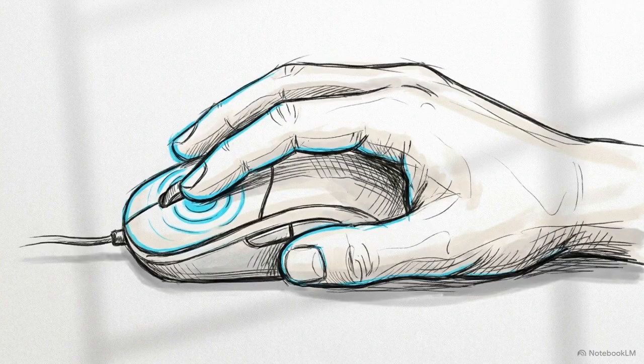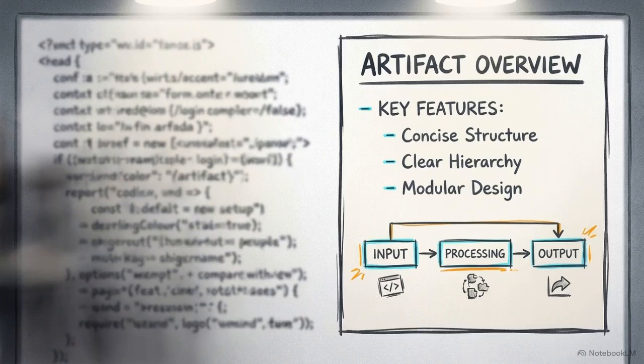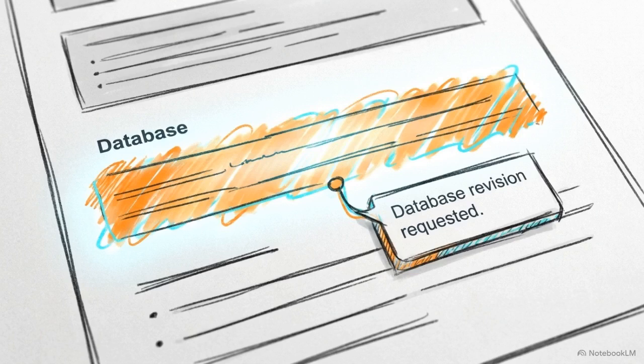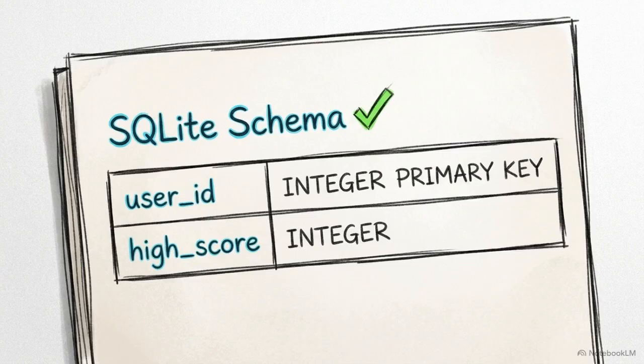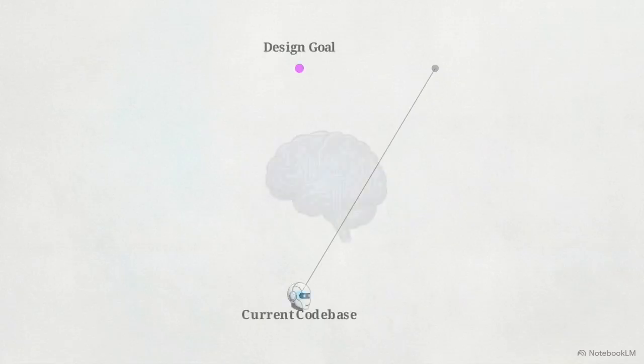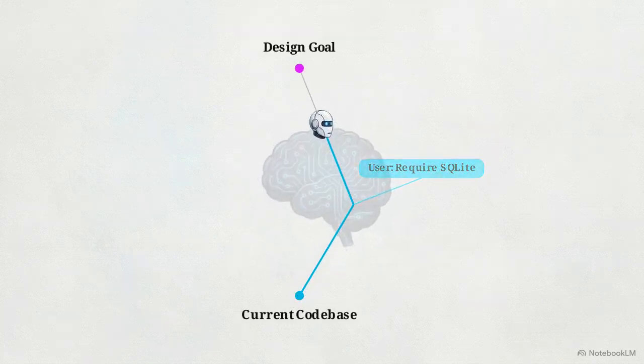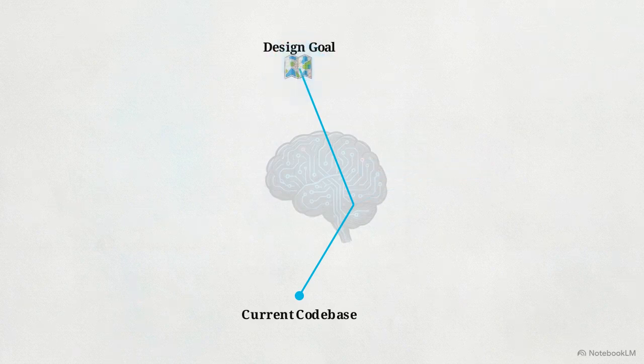Now that the plan is ready, we review it. Rather than reading thousands of lines of code, we look at high-level artifacts to see how the agent intends to structure the app. If I want to change a detail, like adding a high score feature, I can highlight the database section and request a SQLite backend. The agent reads this targeted feedback and instantly updates the plan to include a relational database schema without needing to restart the entire task. This visual feedback loop gives you a precise way to steer the agent's logic, ensuring the project's direction stays aligned with your design goals.